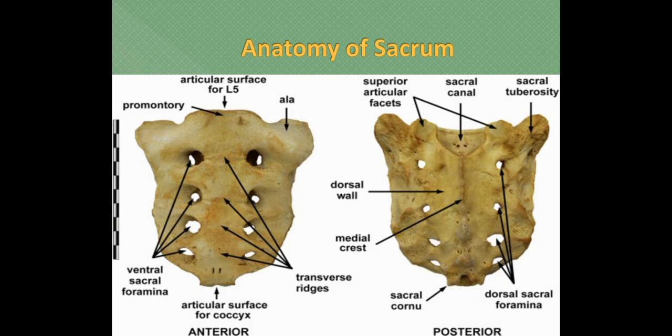On the right hand side of the picture we can see the posterior aspect. Posteriorly we can see the sacral canal, sacral tuberosity, superior articular facets, dorsal wall, medial crest, sacral cornu and dorsal sacral foramina. So that is the anterior and the posterior aspect of the sacrum.